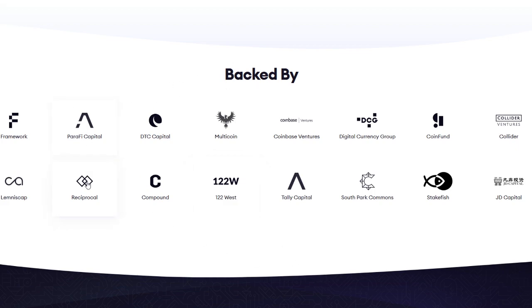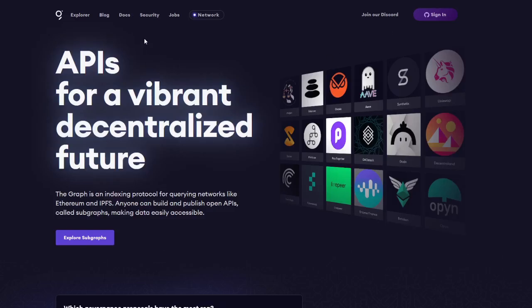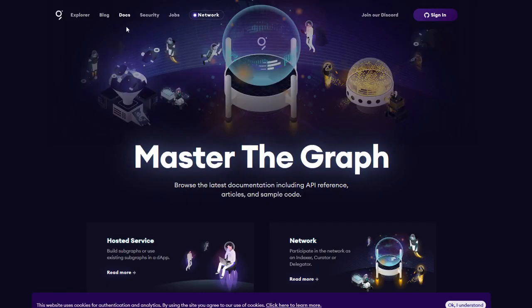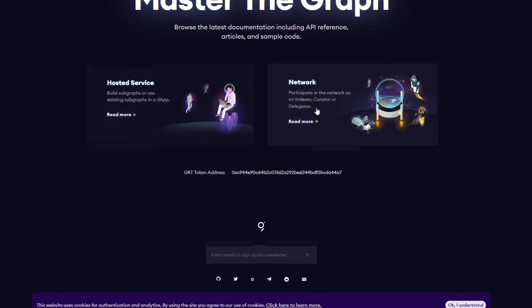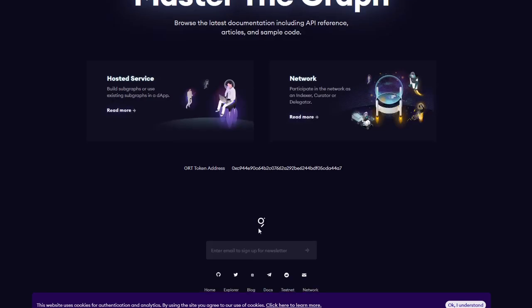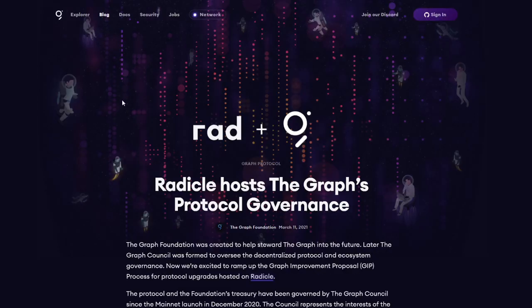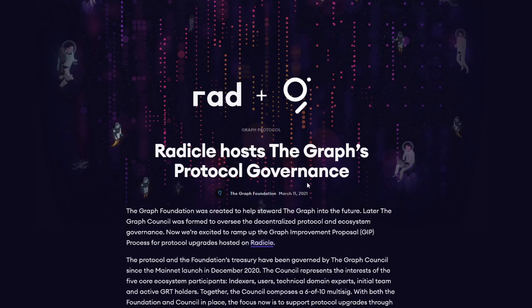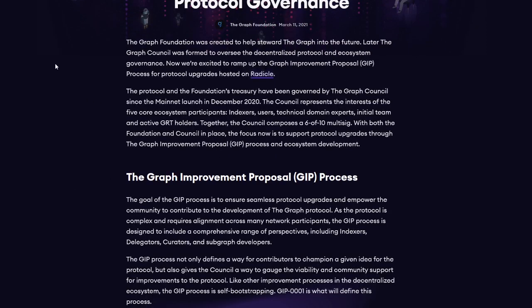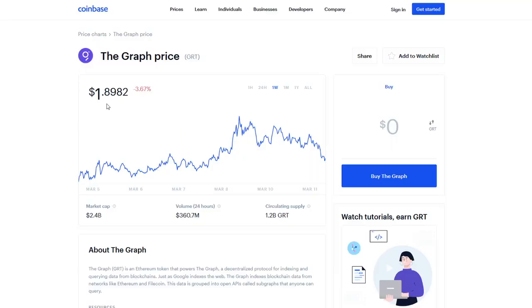You can see what they're backed by. They're backed by some pretty solid companies and coins here. So we actually see that they're backed by Coinfund, JD Capital, Framework, some of the more popular ones. But if you go to the top, we're actually going to go to the docs. And we're going to see that the Mainnet, they have a hosted service and network. You can read more about it, and you can also get their GRT token address. But if you go to their blog, you can also read all about it here. So they'll have some new information like the radical hosts, The Graph's protocol governance. And they'll give you all of this information about the process and everything. But what are we interested in today?